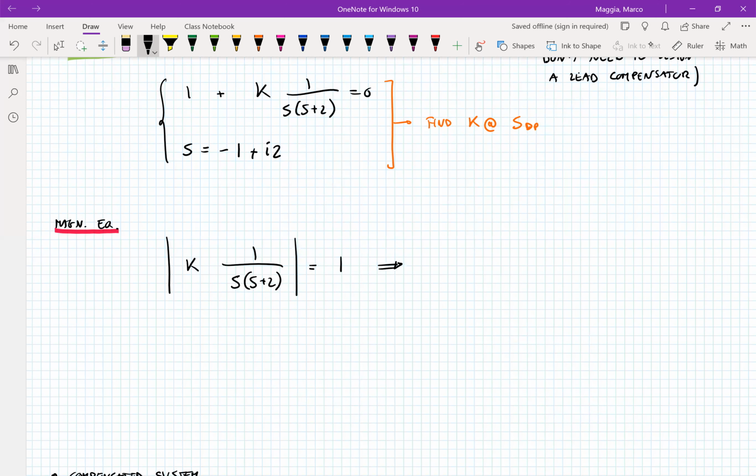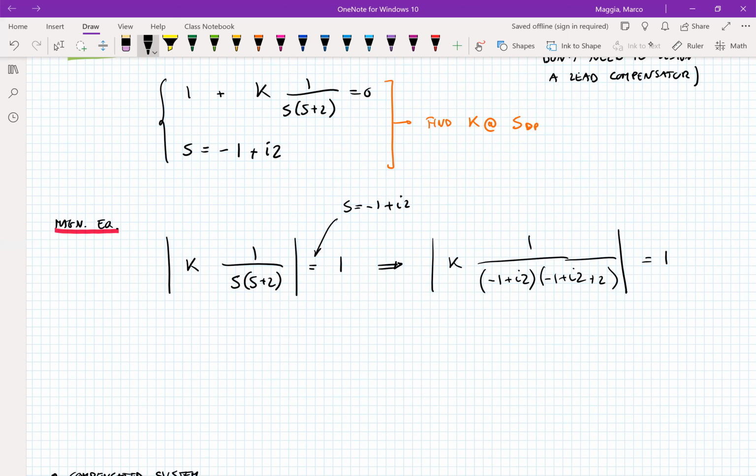But this has to be evaluated at s equals -1 plus j2. Therefore, we have that the magnitude of k times 1 over, now we substitute -1 plus j2 for s. So we have (-1 plus j2) times (-1 plus j2 plus 2). And this has to be equal to 1.